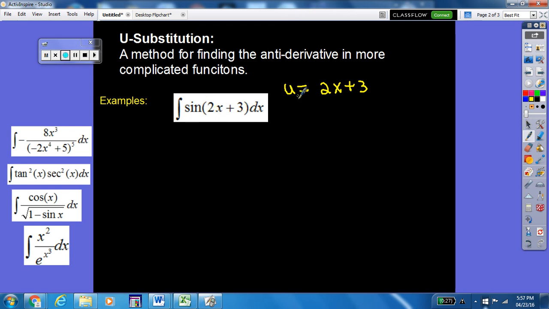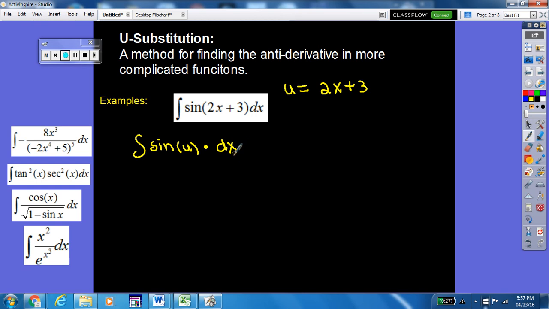The next thing I'm going to do is take a differential, because you see we're working with dx here, and I'm going to use that to help me replace dx. Before I do that, I'll show you what I've got so far. I've got the integral of sine, but instead of 2x plus 3, I have now said that that's u. So I have sine of u, but I still have times dx. I can't have a u and an x, that's not okay. I have to have the same variable, so I have to figure out a way to replace this dx with something that has du.